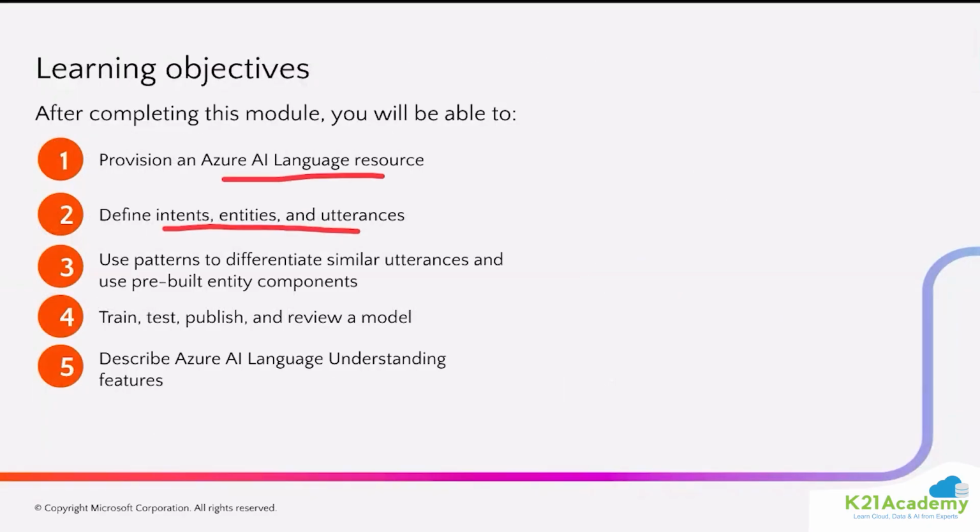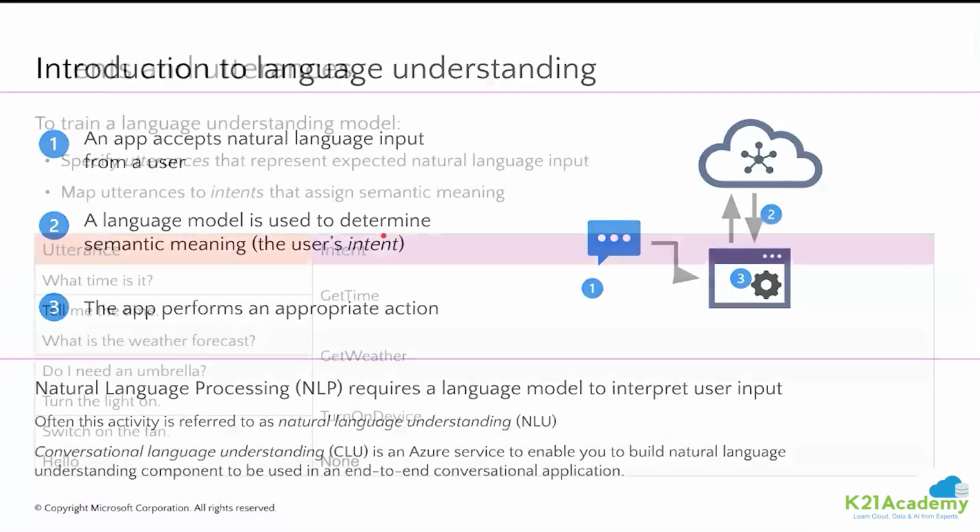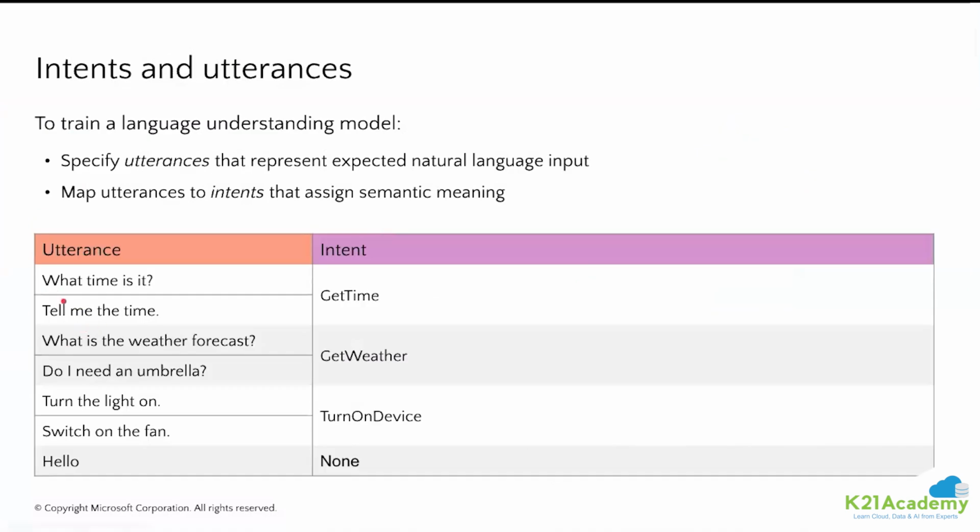Okay, we'll come back here later on. So intent refers to what action needs to be performed. Entity is the name of the object or the name of the product, and utterance is the phrase. To understand these things, you can quickly take this example. When I'm saying what time is it, this is the utterance.